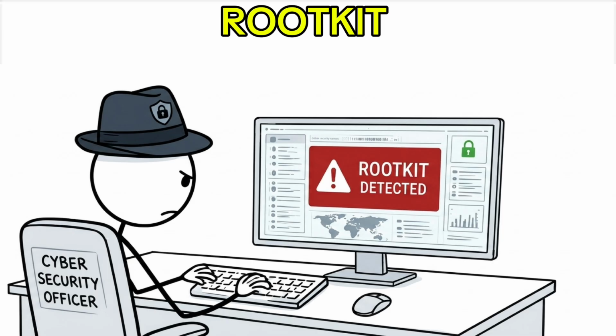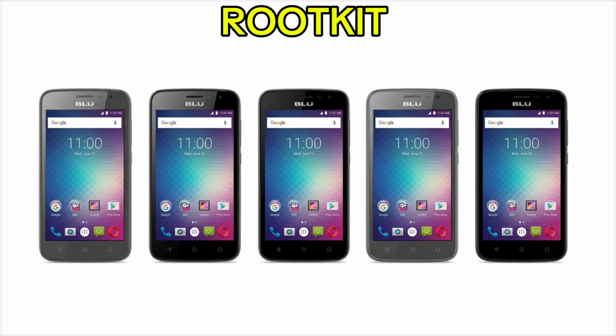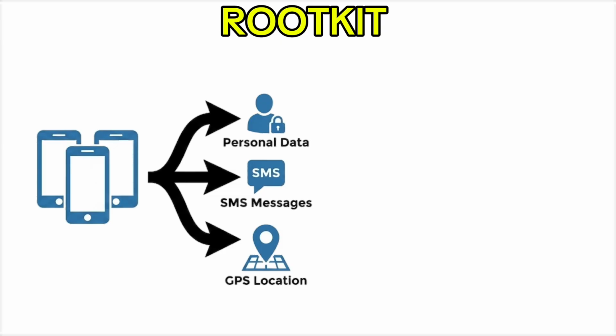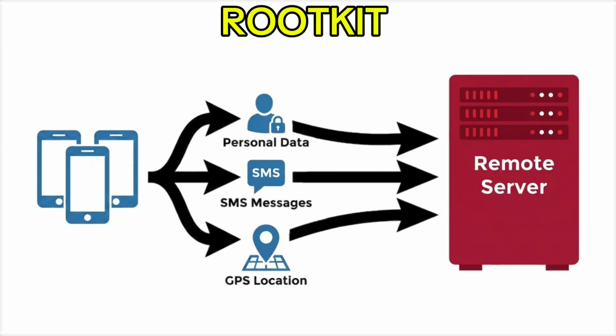In 2016, security researchers at Cryptowire discovered a rootkit pre-installed on cheap Android phones sold in the United States. The phones were made by a Chinese manufacturer called BLU Products. The rootkit silently sent personal data, text messages, and location information to servers in China every 72 hours.